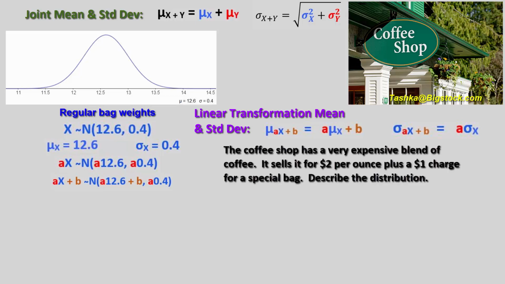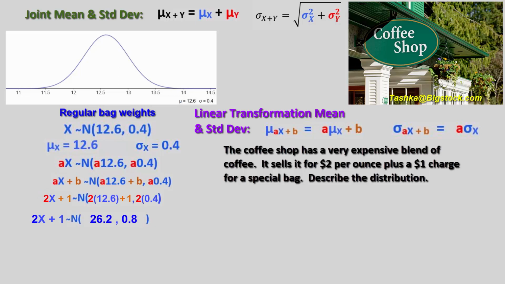The coffee shop has a very expensive blend of coffee. It sells it for $2 per ounce plus a $1 charge for a special bag that preserves its deliciousness. Describe the distribution of the selling price of a regular size bag of this special coffee blend. Converting this normal distribution of weights in ounces to price in dollars requires us to multiply all randomly selected bag weights by 2 to convert from the weight of the bag of coffee to the selling price, and then add the $1 charge for the special bag. Thus, our linear transformation, not a joint distribution which combines multiple bags, is 2x plus 1.